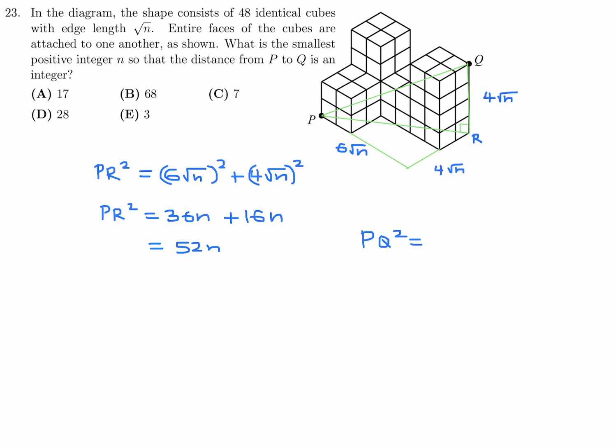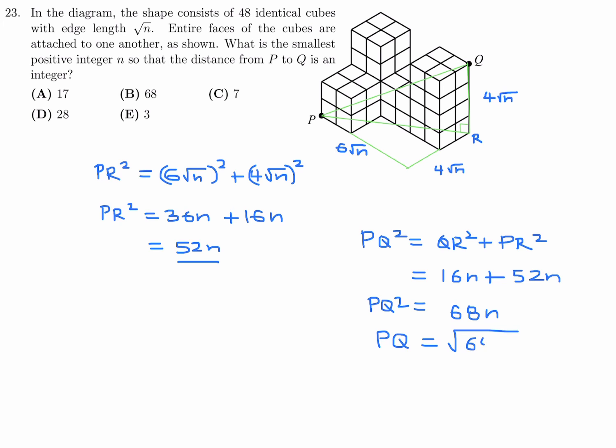So now I can go ahead and figure out PQ squared. PQ squared is going to be QR squared plus PR squared. Well, QR squared, that's 16 times n. PR squared, well, that's just 52n. And there we go. So that's what? 68n is PQ squared. So PQ will be the root of 68n. And they want this to be an integer. Okay? So we've gotten this far. How do we make this an integer?